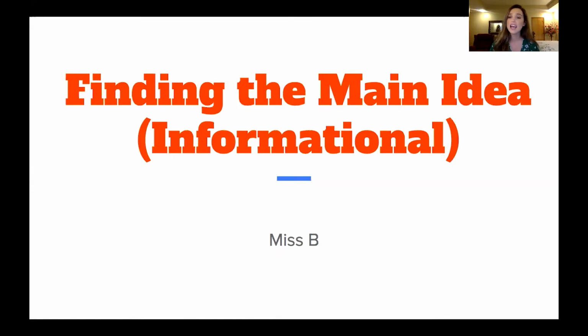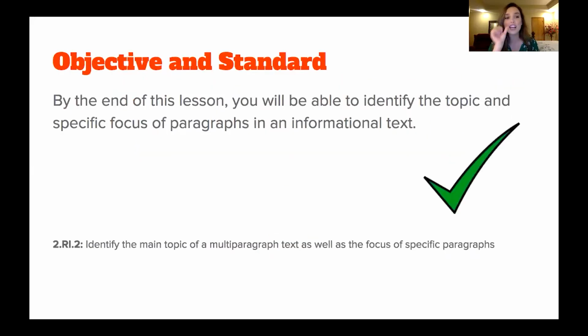So informational text is just text that is real, it has facts, it's just telling us something so that we can learn, so that we're taking in that information. It's really just giving us information. So we are going to move on to cover our standard and objective for the day. So our objective is, by the end of this lesson, you will be able to identify the topic and specific focus of paragraphs in an informational text.